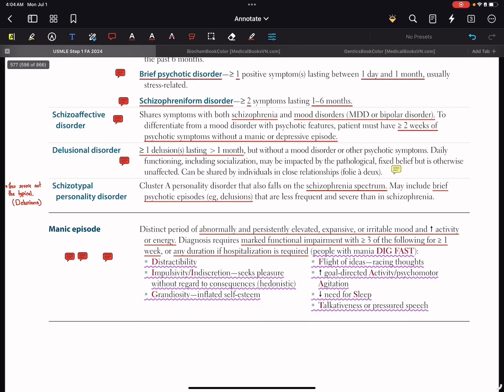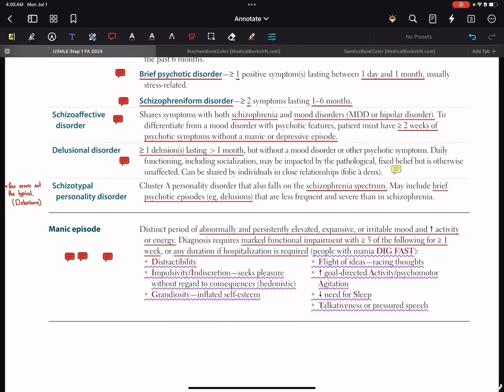Manic episodes: a distinct period of abnormally and persistently elevated, expansive or irritable mood and increased activity or energy. Diagnosis requires marked functional impairment with more than 3 of the following, lasting more than 1 week, or any duration if hospitalization is required. People with mania show distractibility, impulsivity, indiscretion, seeking pleasure without regard to consequences, hedonism, grandiosity, inflated self-esteem, flight of ideas, increased goal-directed activity, agitation, decreased need for sleep, talkativeness and pressured speech.